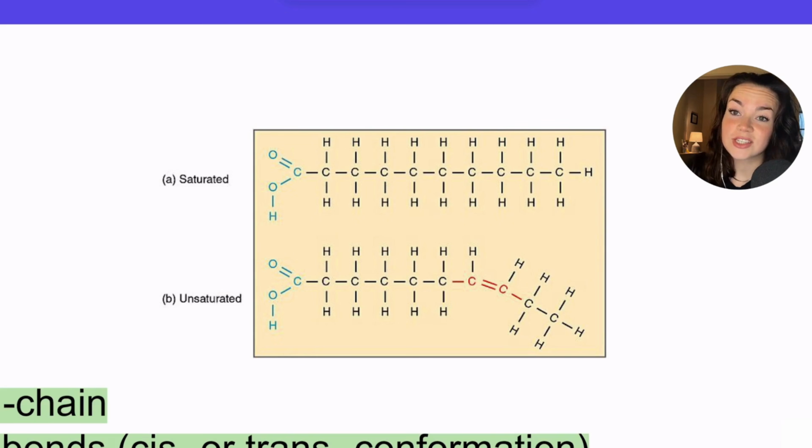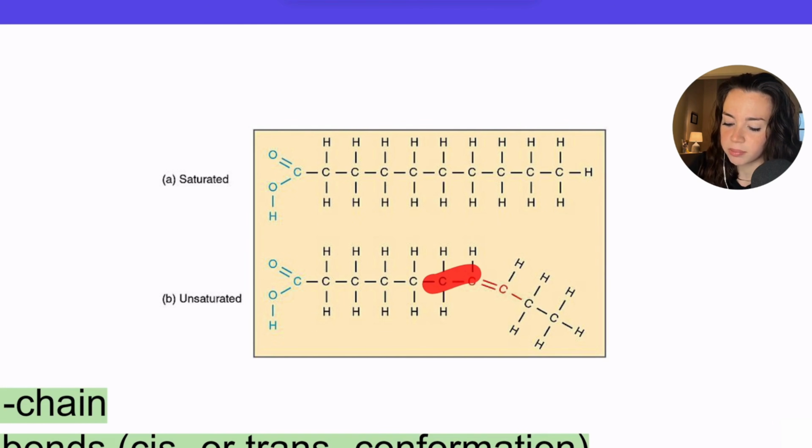And then we mentioned cis versus trans fats. This is an example of a cis fat. What that means is this double bond right here creates a kink in the chain. If the 2 legs in the kink of the chain are pointing towards the same direction, that's a cis fat, right?